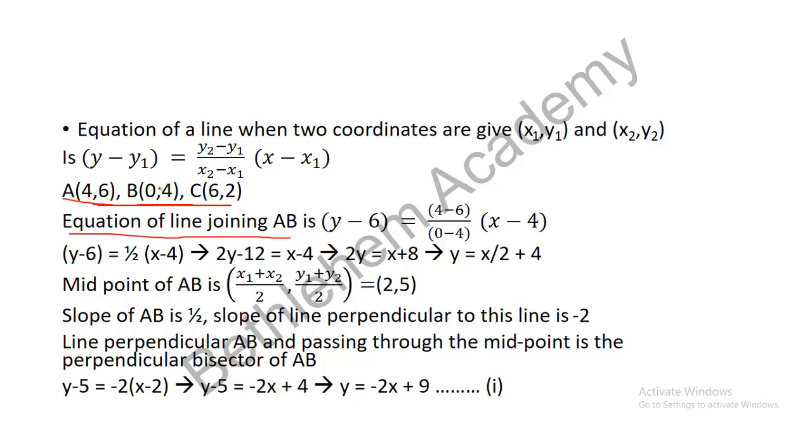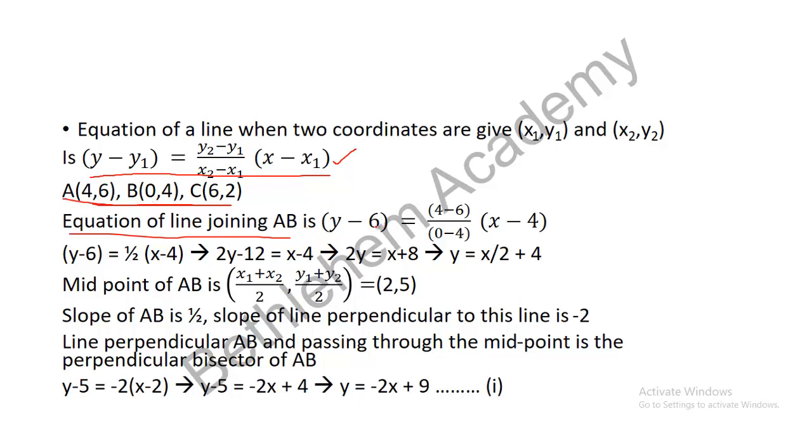So let's calculate the equation of the line joining A and B. Given the coordinates of A and B, how do we calculate the equation of a line? When two points are given, we use y minus y1 is equal to (y2 minus y1) by (x2 minus x1) into (x minus x1). This is the two-point form.